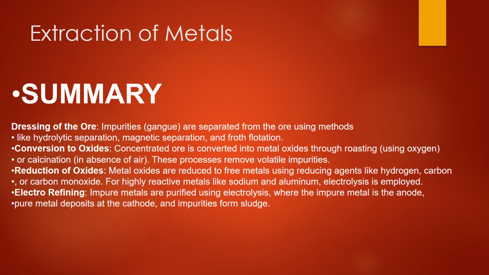Next, electro refining. This is just for reference, which is given in your book. It's not in the syllabus, but it is given for reference so that you can understand the method as a whole. Impure metals are purified using electrolysis, where the impure metal is the anode and the pure metal deposits at the cathode and impurities form sludge.